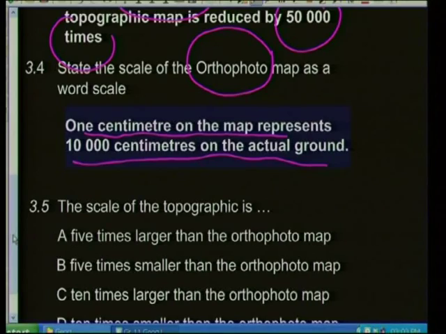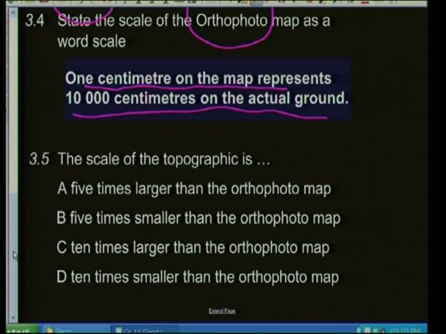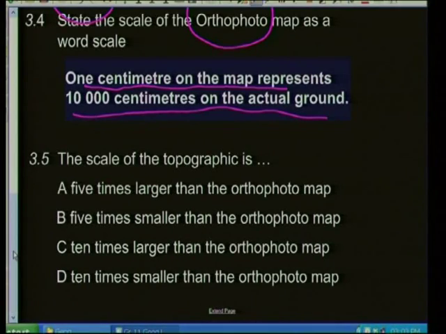A scale of a topographic map is 5 times larger than the orthophoto, is 5 times smaller than the orthophoto, is 10 times larger than the orthophoto, or is 10 times smaller than the orthophoto. We know the orthophoto scale is larger. So the scale of the topographic map is 5 times smaller than the orthophoto. Some simple exam type questions. This is a multiple choice, definitely 1 mark.